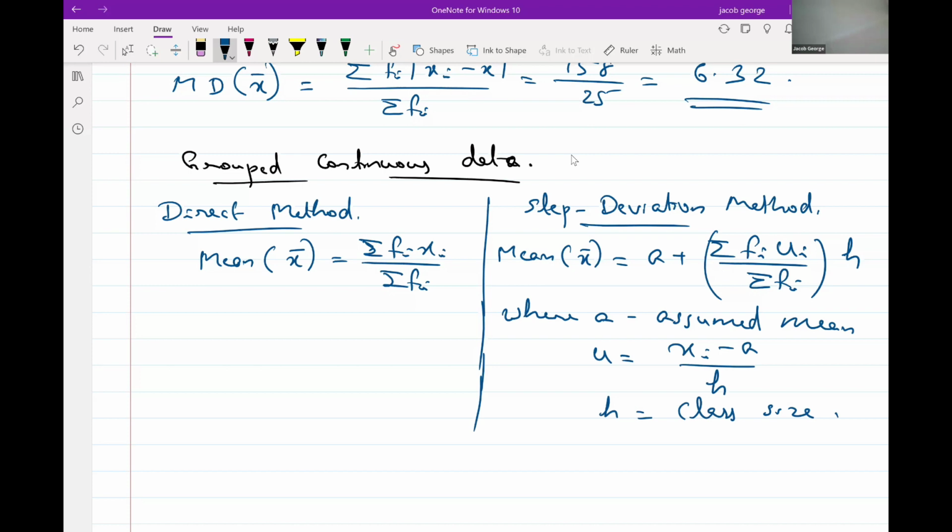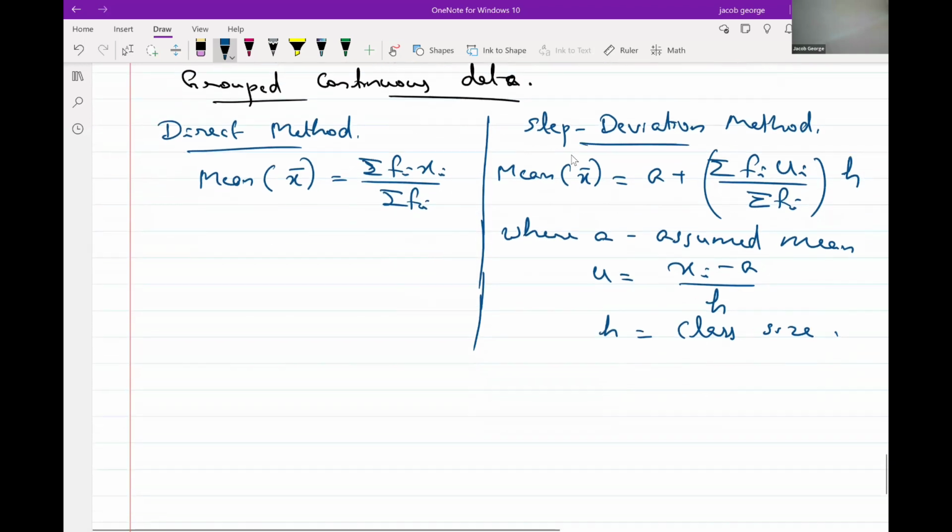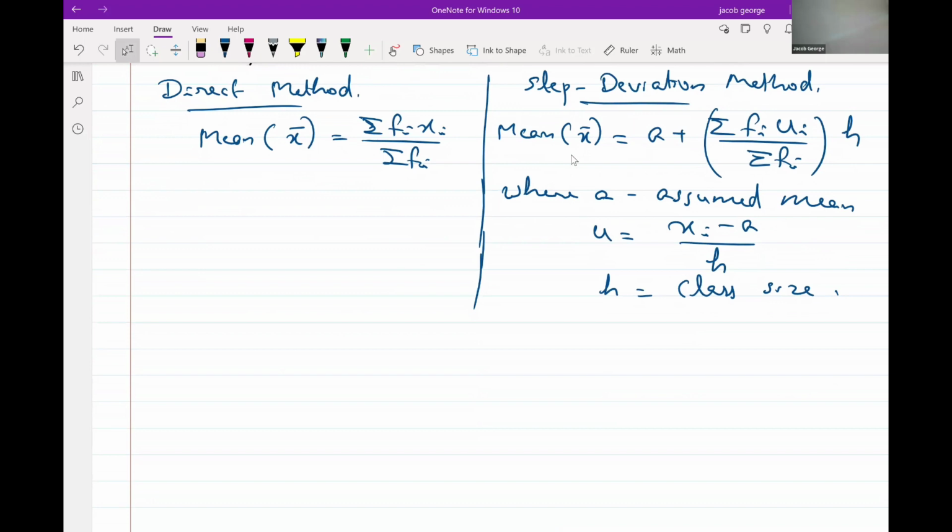Actually, the step deviation method is a shortcut method for continuous data. I will explain the questions with the step deviation method, because the direct method you know how to do, and the last question also we have discussed. After calculating the mean, we use the same formula as in grouped discrete and continuous. Mean deviation about mean, the same formula we use.